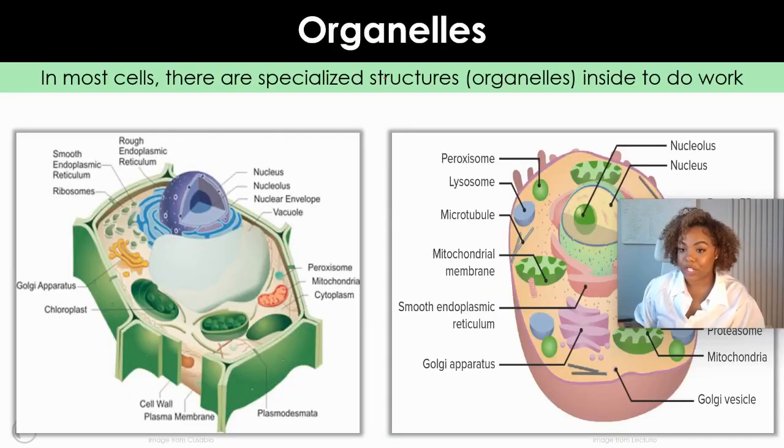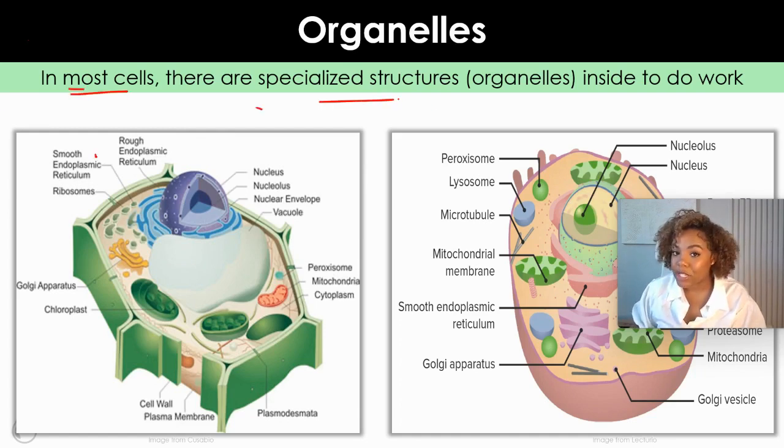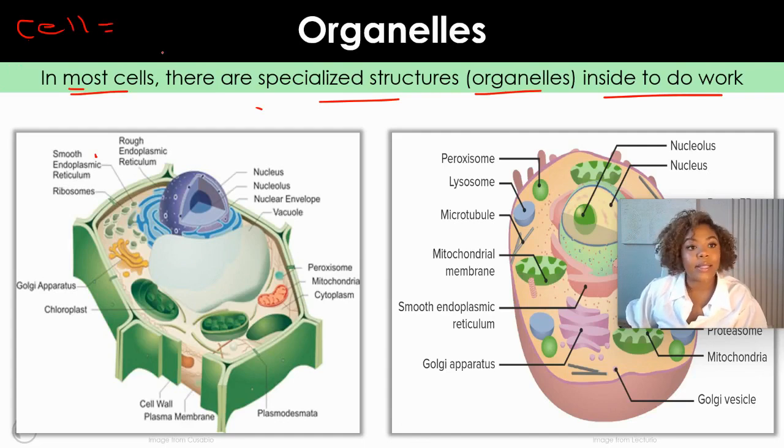Now that we know the foundational components of the cell and the cell theory, we're going to zoom a little bit more into the cell. So, what have we learned over the years? We have learned that in most cells, there are specialized structures called organelles that do work inside of the cell. I like to think of the cell as a factory, and the organelles are the machinery.